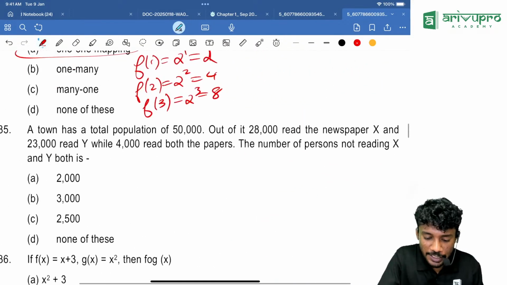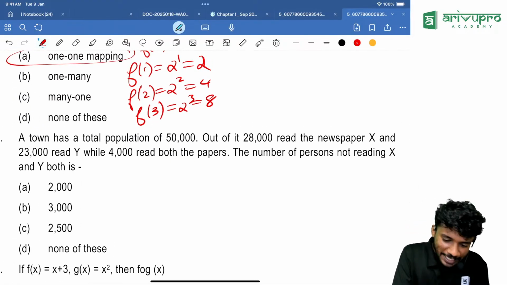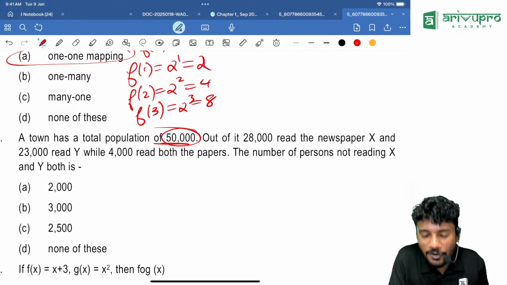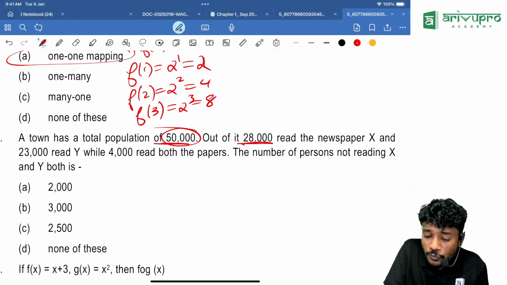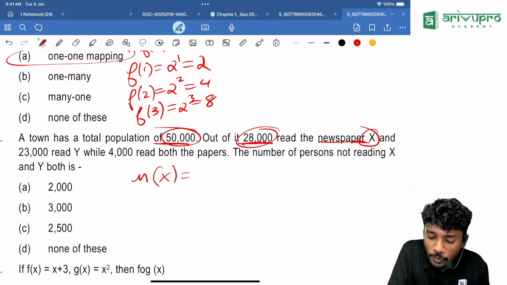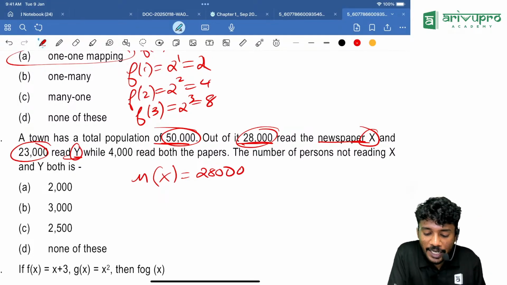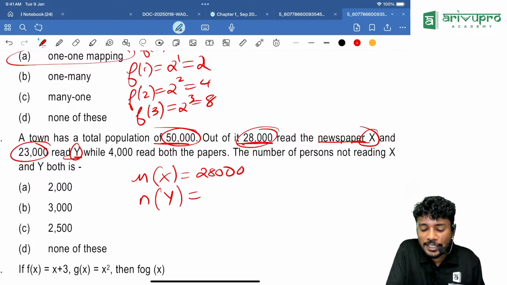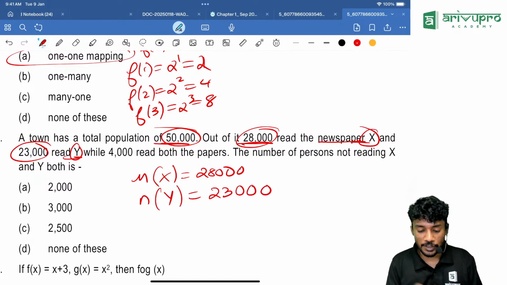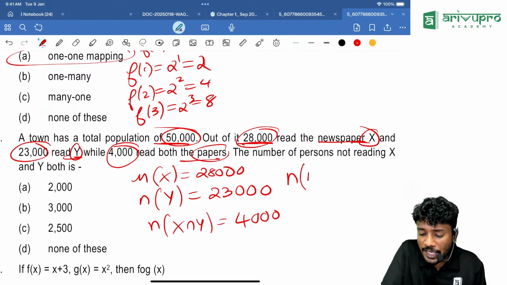Now, very good question, which is repeated and one of the easiest questions from this MTP. A town has a total population of 50,000. Out of them, 28,000 read X, so N of x is equal to 28,000. And 23,000 read Y, that means N of y is equal to 23,000. Both the papers, that means N of x intersection y is equal to 4,000. Now you can find N of A union B, right?